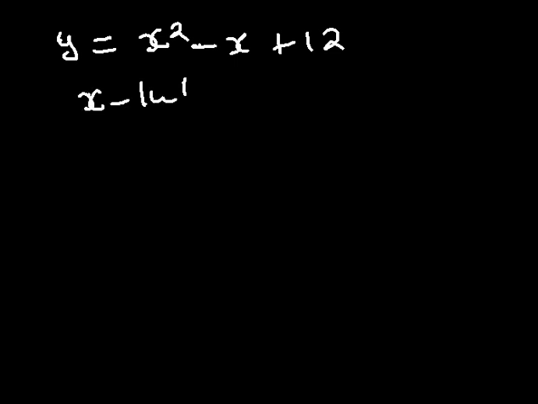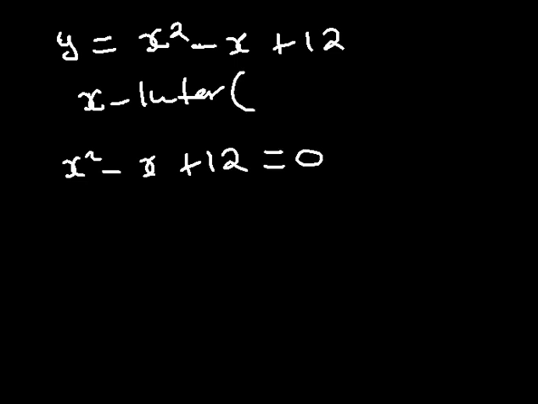Let's say we have y is equal to x squared minus x plus, let's say, 12. Now how should you sketch the graph of this function? The principle remains the same. We should first of all have the x-intercepts. In this case, it remains x squared minus x plus 12 equal to 0. X-intercepts are calculated upon having y equal to 0.